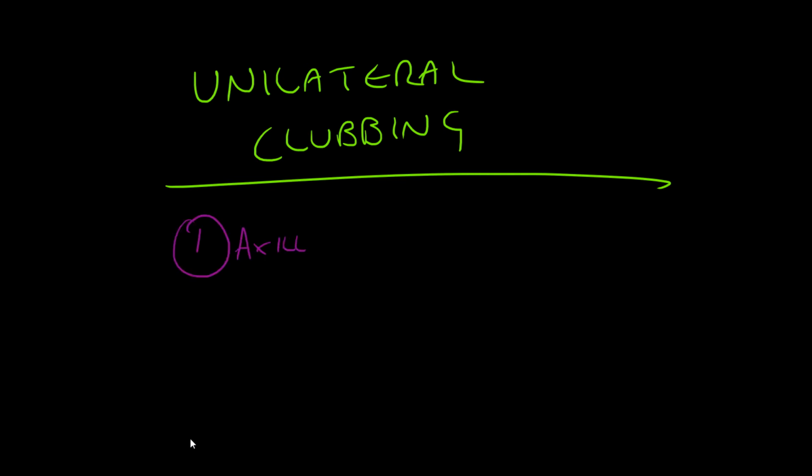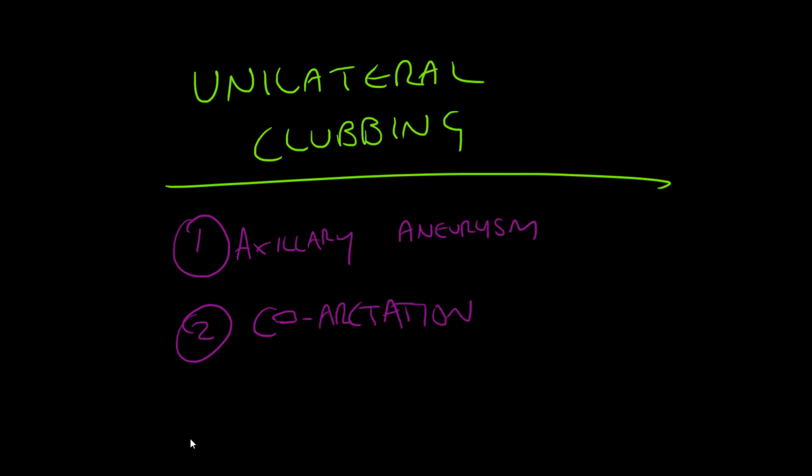Causes of unilateral clubbing, it's worth a very quick slide. Two causes of unilateral clubbing. One is axillary aneurysm or damage or trauma to the axillary artery. Two is coarctation of the aorta.